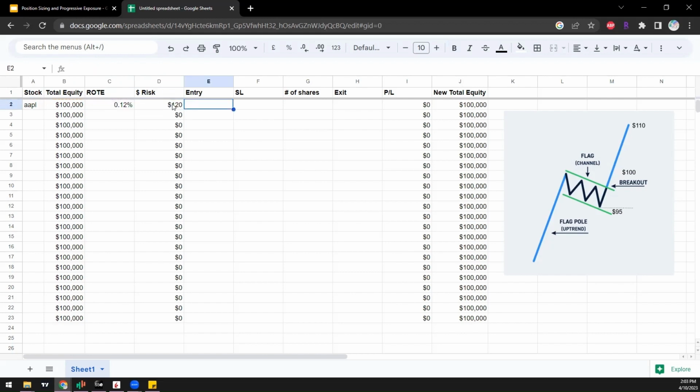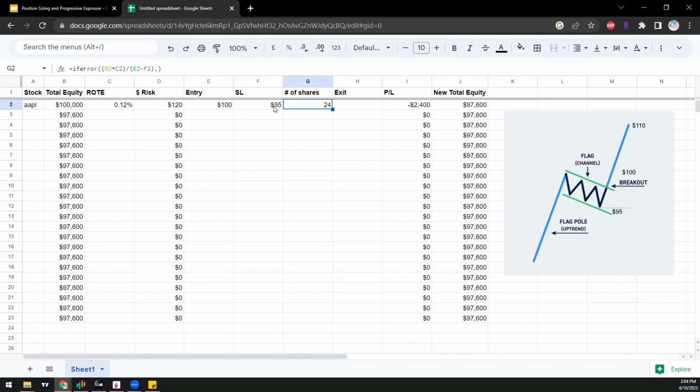So what this means is, say I'm a breakout trader, the way I am, and I find a flag in Apple, and I want to enter it at a breakout, and at the breakout, Apple is $100, and I put my stop loss at the low of day, which is $95. If my stop loss is hit, then I'm going to lose $120. That is the amount that I have risked in that trade.